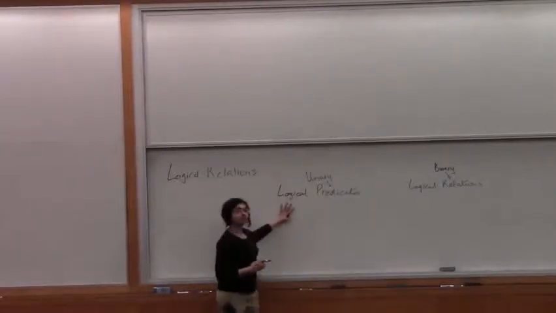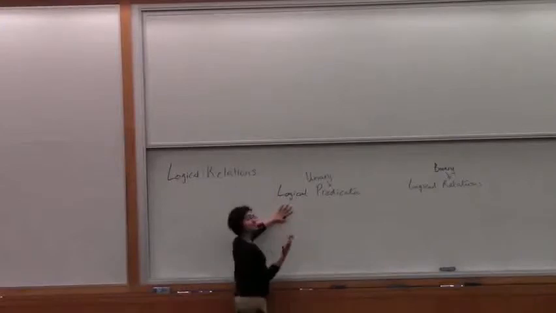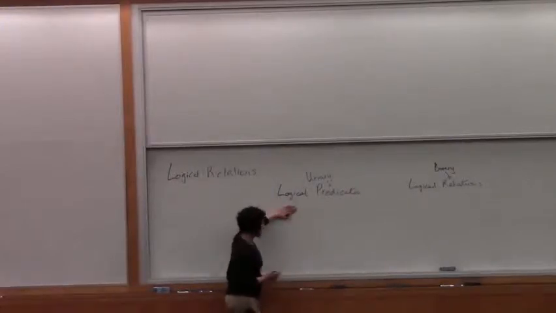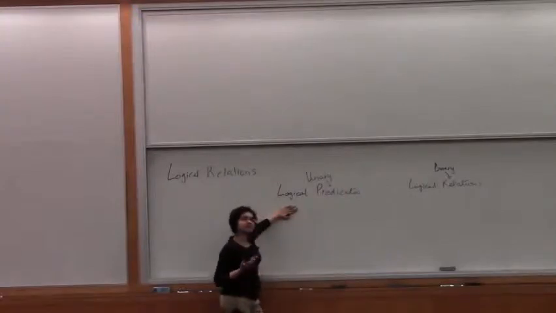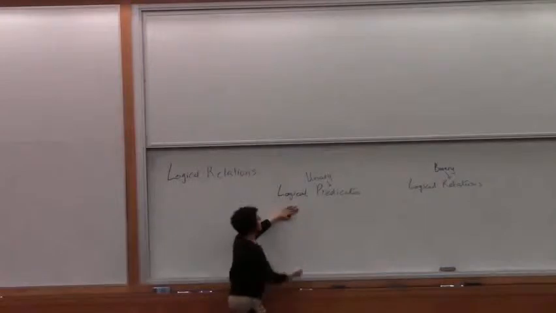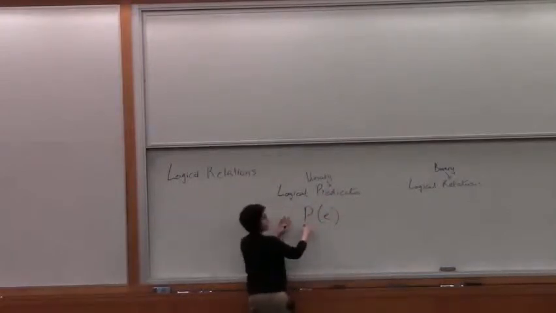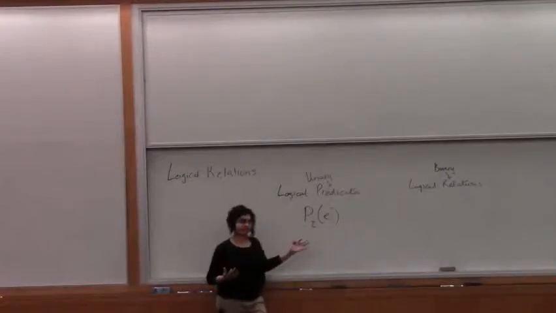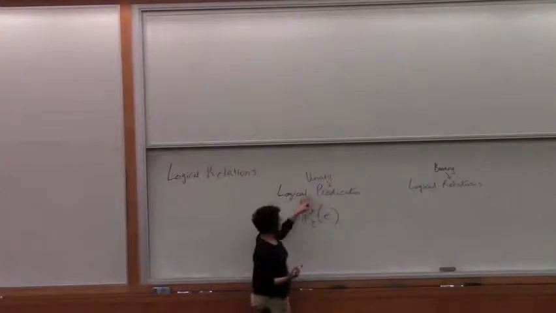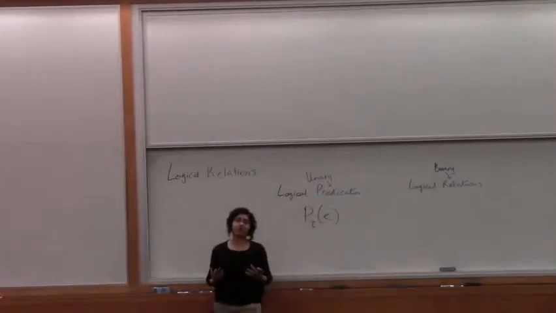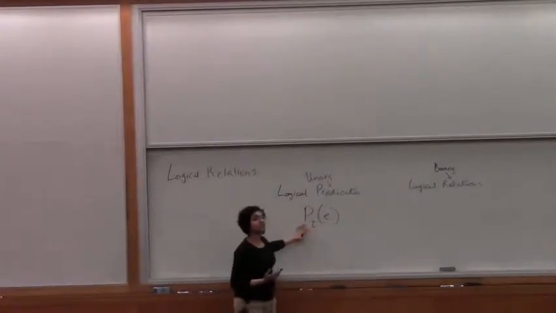So unary logical relations: what is a logical relation? Well, logical predicates are unary logical relations. What you do is you say that the terms in your language satisfy a certain property, a certain predicate. I'll write P for that, and we say that E satisfies P, and we index this with a type. So a logical predicate says you set up a definition of when all terms in the language of type tau satisfy this predicate or property of interest P.